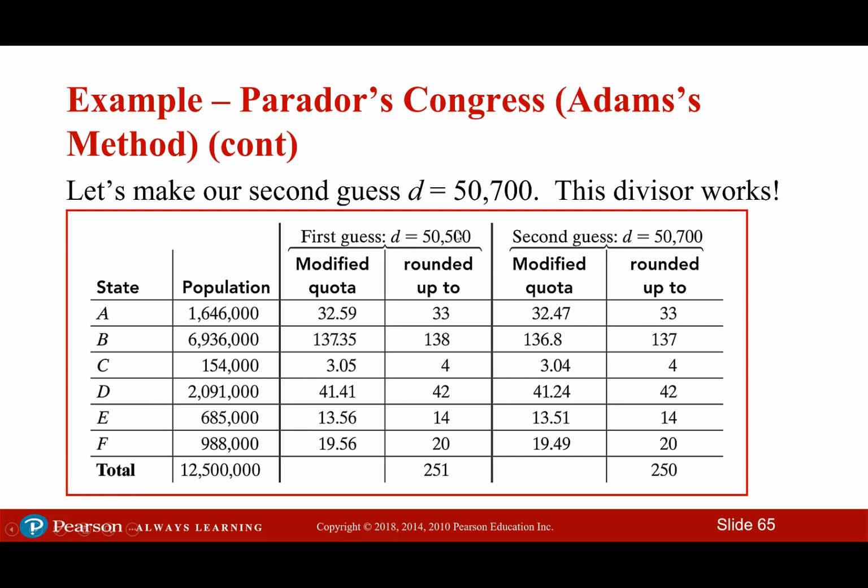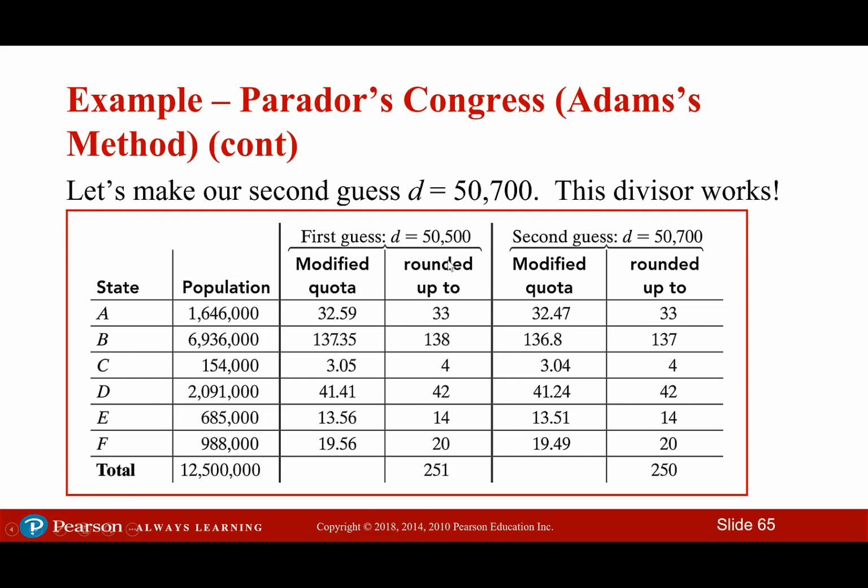Our first guess, since we're always taking the upper quotas, is to go up by 500. Notice 32.59 just rounds up to 33. Whatever this number is before the decimal, you just add 1 to it. So 137.35, who cares? We're taking the upper quota, so we always round up. 3.05 rounds up to 4. 41.41 rounds up to 42. As we add these up, we're over. There are 250 seats, but we have 251 seats right now.